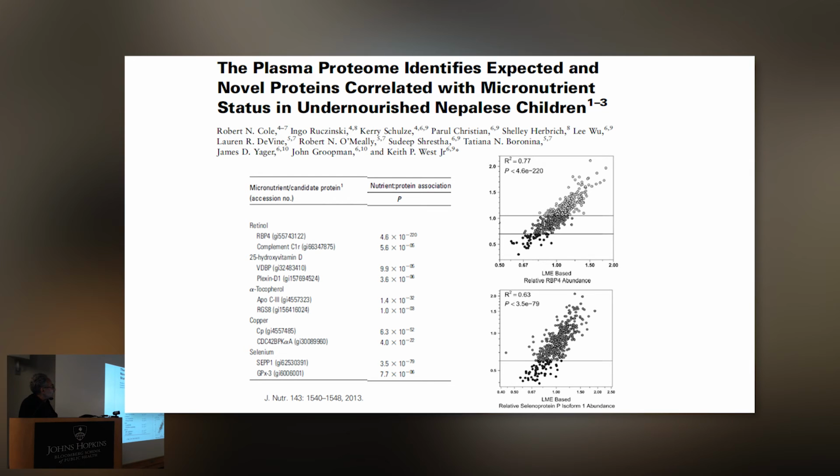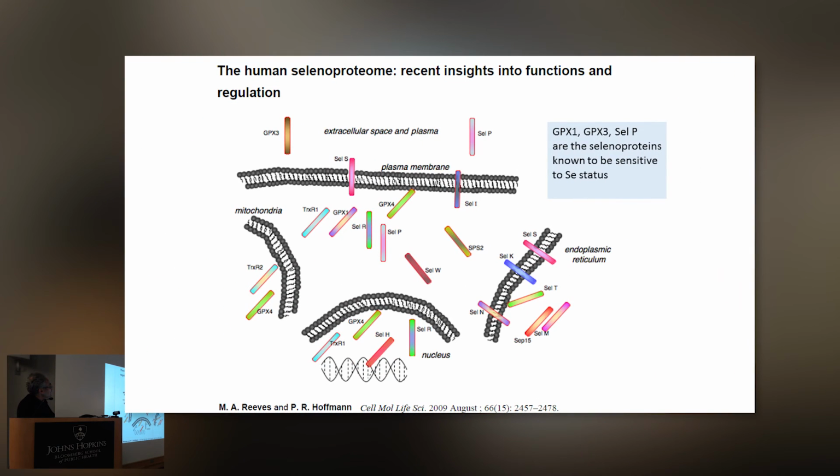Now these markers, there will be a number of them, some of which would be better associated with nutritional status than others. So in the case of the selenoproteome, GPX1, GPX3, and SELENOP are the ones that respond to nutrition better than others, and these are the ones that would normally be used.